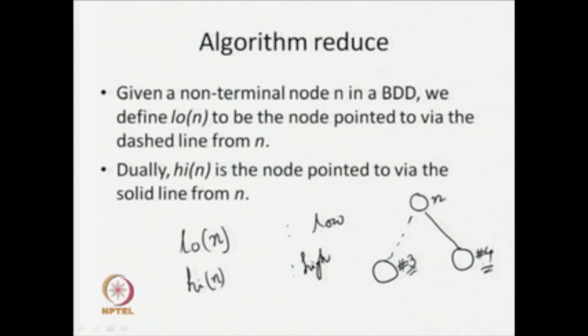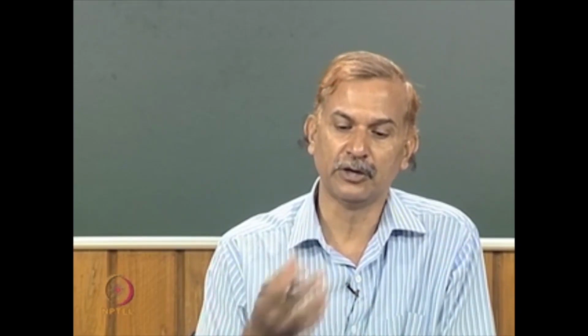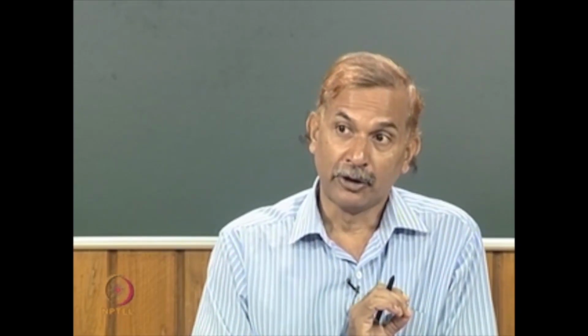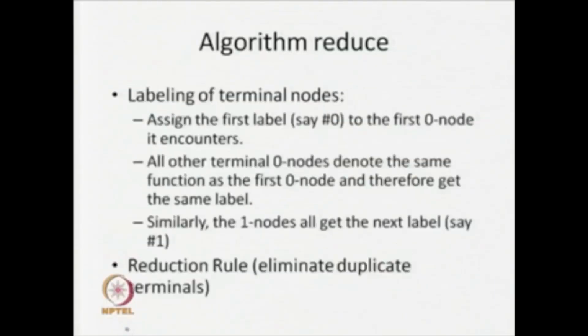So low and high are two functions that give me the node pointed to by the dashed line and the node pointed to by the solid line respectively. We define these two functions, and with their help we are going to construct the reduce algorithm. The first task is to label each and every node. So, how are we going to label the nodes?